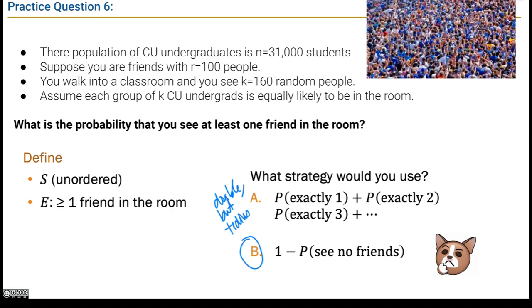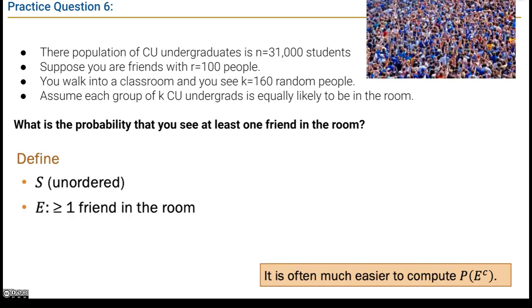And I can just count. So let's let S be my sample space. So the number of ways that I could put together 160 random people out of 31,000, right? Where order doesn't matter. And then my event is greater than or equal to one friend in the room. Okay, so notice what's going to happen now. First let's do this.